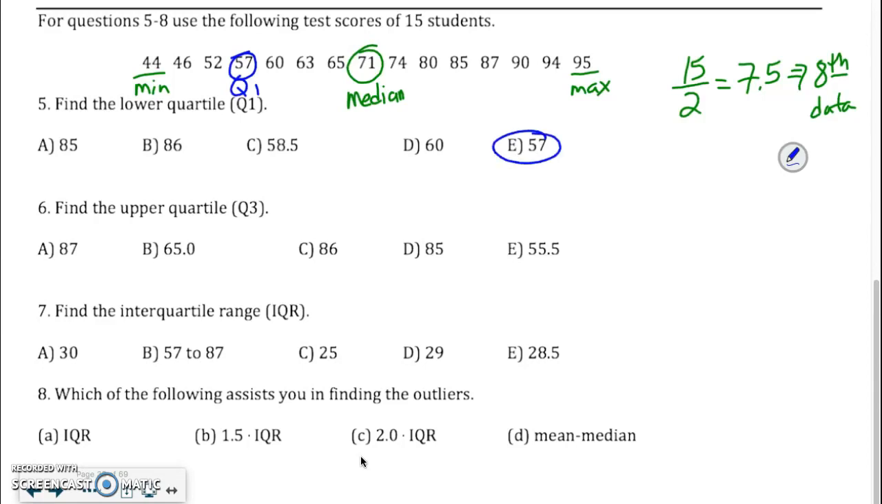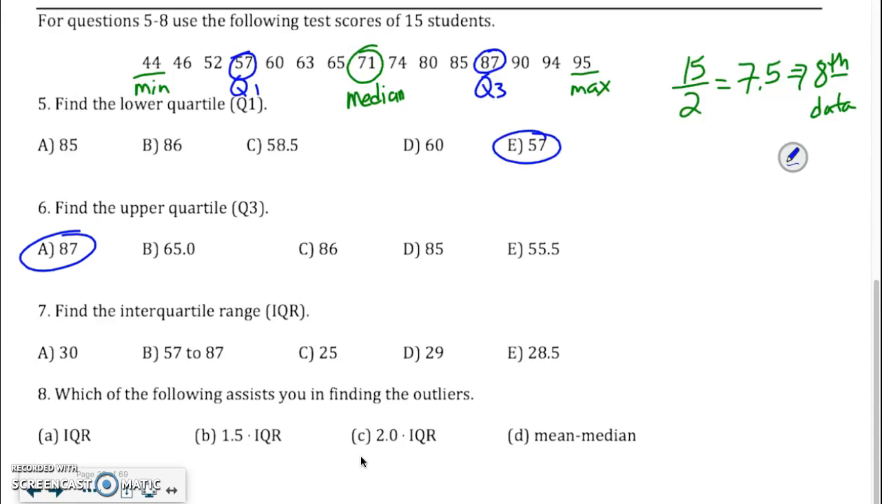Again, for the upper end, same thing. There's 7 pieces of data. I want to find the middle. So I'm looking for quartile 3, and that looks to be 87 because I have split the 74, 80, 85 as the lower half, and 90, 94, 95 is the upper half of that upper 50% of data. So that would be letter A.